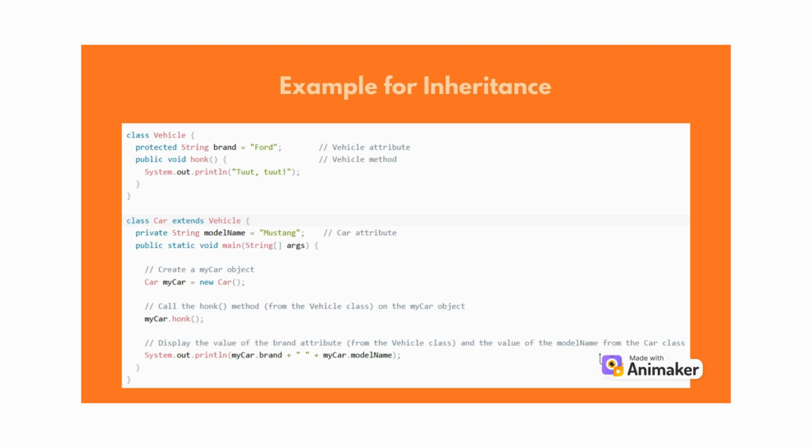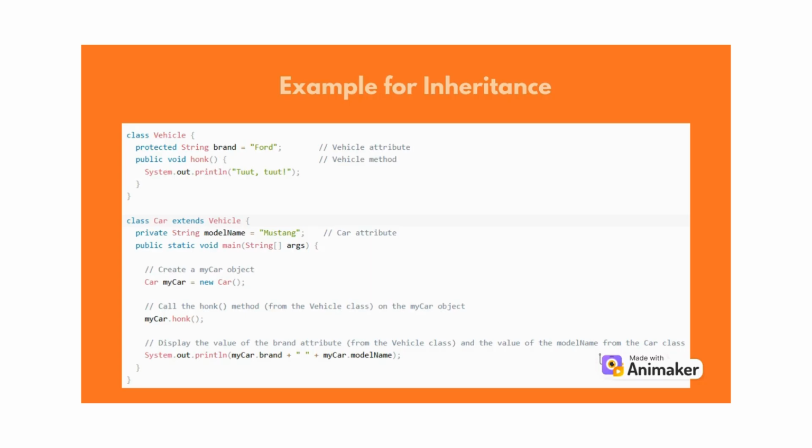Let's now take a closer look at inheritance, one of the core principles of object-oriented programming. In this example, we have a class called vehicle. Inside it, there is a protected attribute called brand with the value Ford and a method called honk that prints a simple sound. Protected string brand equals Ford and public void honk.